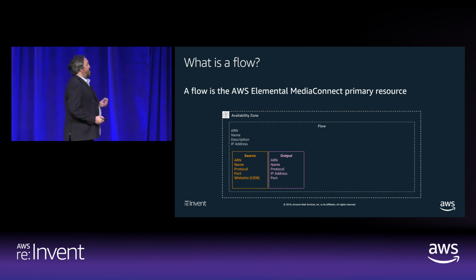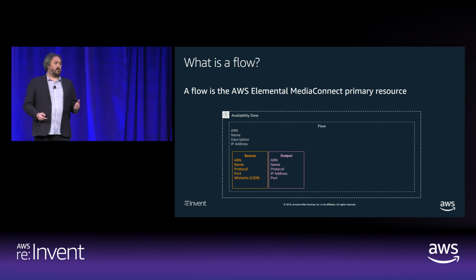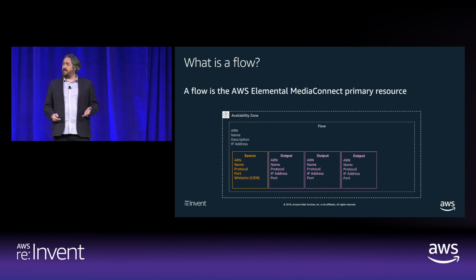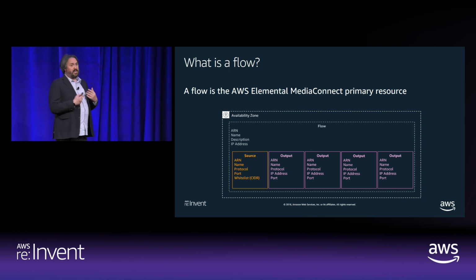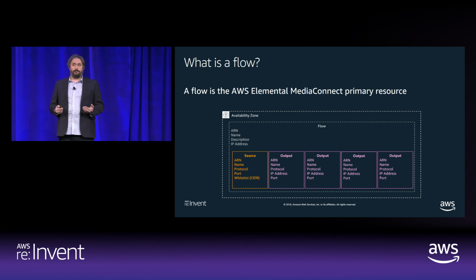We then start adding outputs. So outputs, of course, as we said a minute ago, are multiples, right? There are many outputs for each flow. So in this case, I've added 4 outputs, each with their own name, so it's an identifier for me, so I know where the content's going. But also, importantly, protocol and IP address. So IP address should be obvious, is the destination that we want to send this content to.